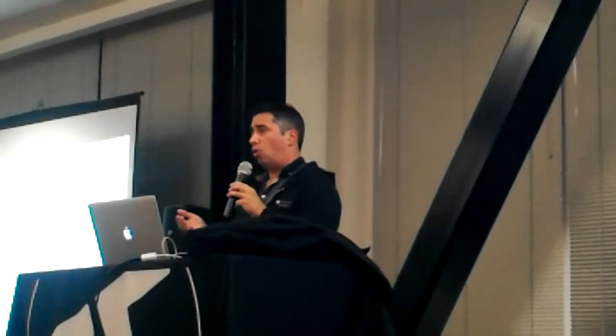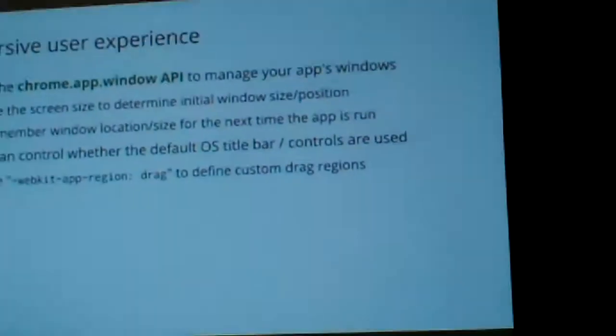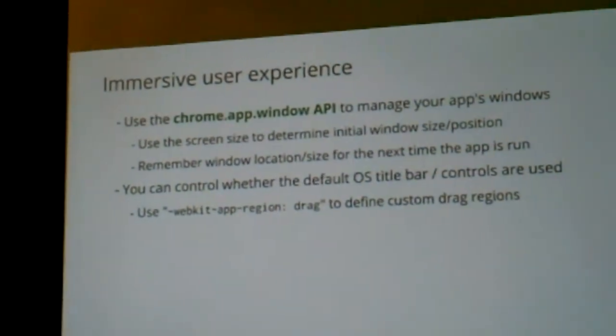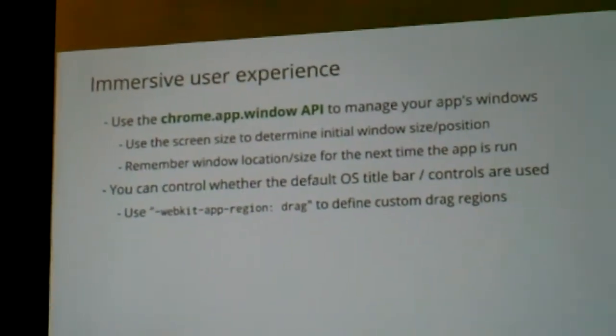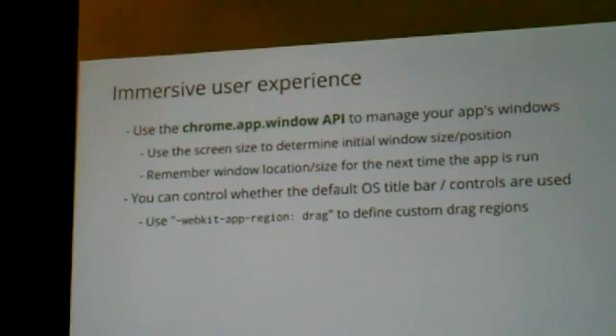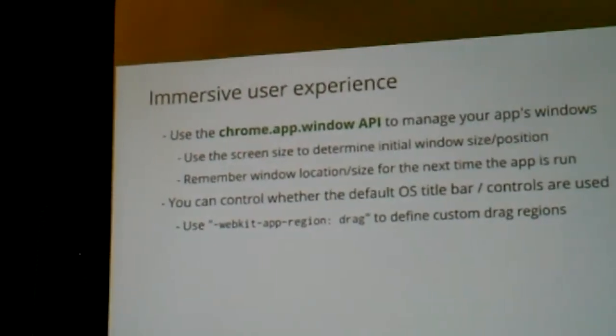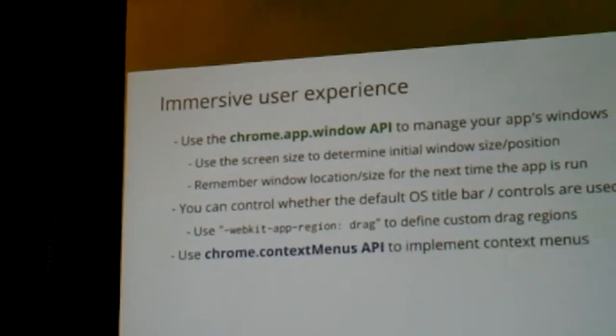As I showed earlier with the Weather app, you can determine and control whether or not the default OS title bar and window controls are used. You can use your own if you want to. If you don't want to use the ones that the system gives you, all you have to do is define a div or whatever and put this little CSS, the WebKit app region :drag on it, and that becomes your drag region. So if you want to build your own title bar, entirely up to you.